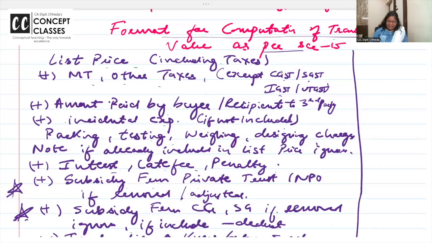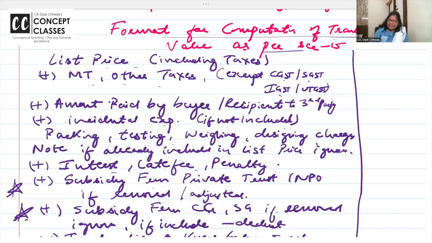Dekho, technically nahi padhna hai, logically padho. In the list price, if weighing and testing charges are not included, include it. And if they are already included, they're just giving you information that the list price includes weighing charges 5,000, loading charges 500. Let it be. Ignore. Add nahi karna. Already added hai. But when neither you are adding nor you are deducting, then you are expected to write a small note. I'm going to work out the questions and show you.